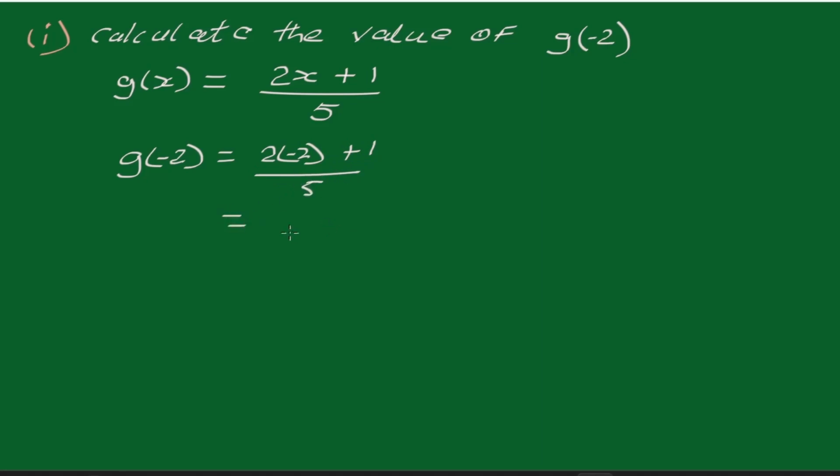So 2 times negative 2 gives us negative 4, plus 1, all over 5. That gives us negative 3 over 5. Our final answer to this question is negative 3 all over 5.